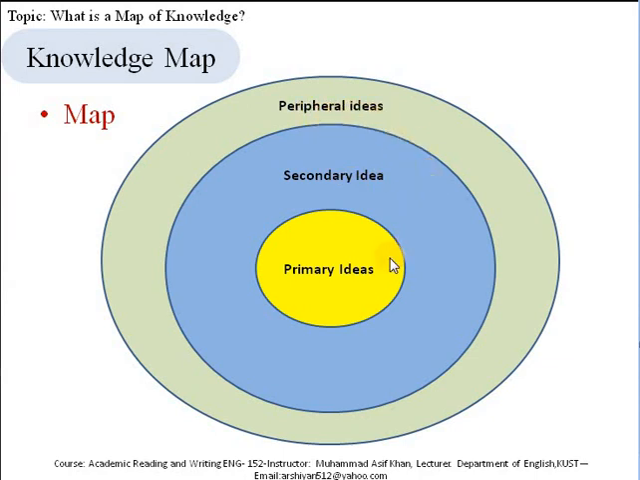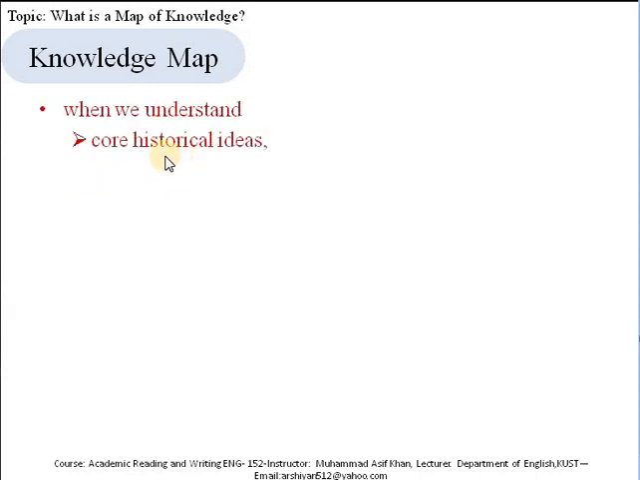So it is very important to understand the primary and secondary ideas when we are trying to understand any discipline. So from primary and secondary ideas, we can understand the peripheral ideas. In the same way, as I told you about the knowledge acquisition within the discipline of literature, we can categorize the knowledge into primary, secondary and peripheral ideas.